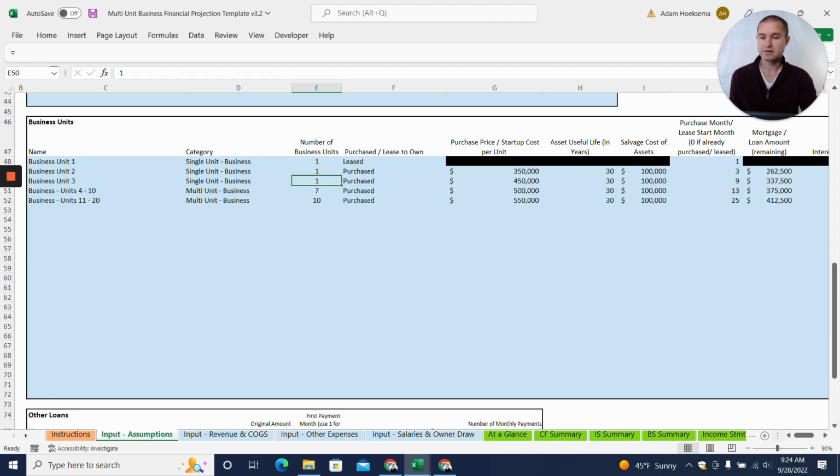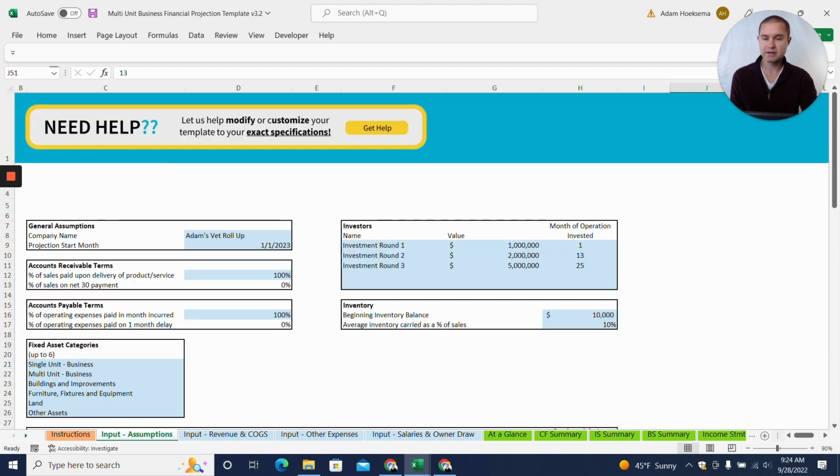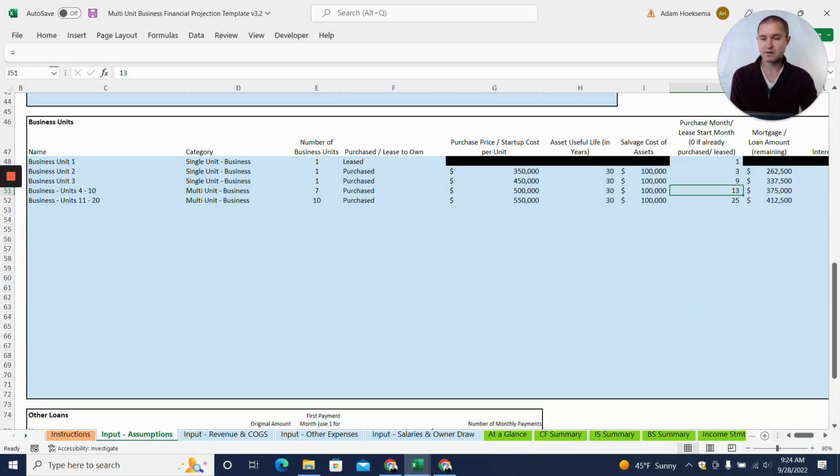Say we add another unit in month 9. And then in month 13, we raise that big chunk of money up here. We raised $2 million. And so now we are going to go out and acquire 7 additional units. Whether that's 7 individual units, or we acquire them all at once in the same month, or it could be that you take over another small network of vet clinics in this example.